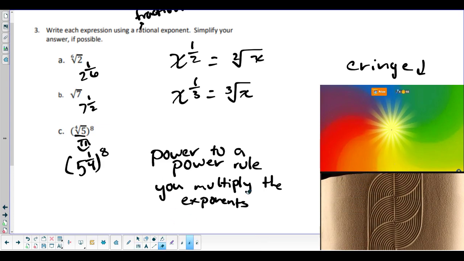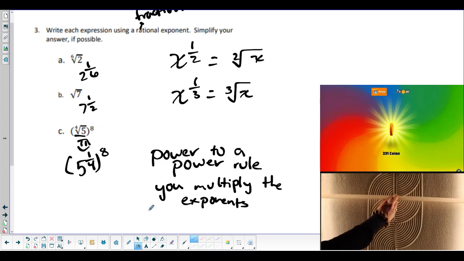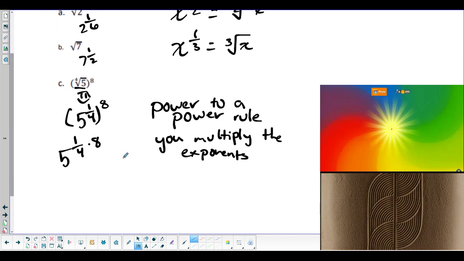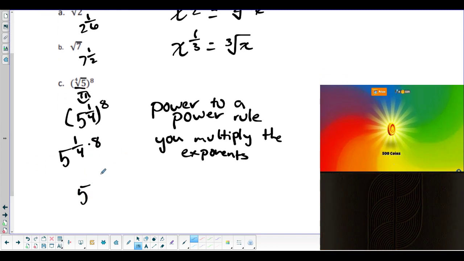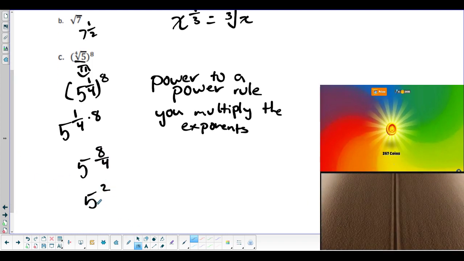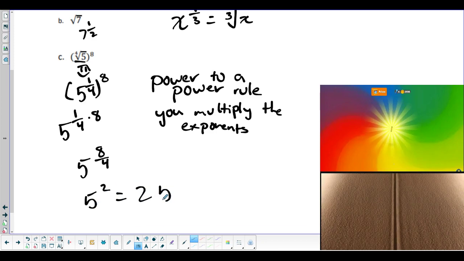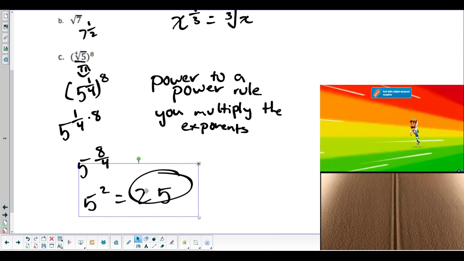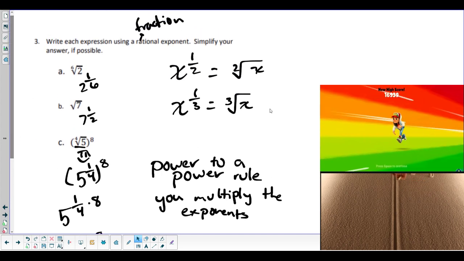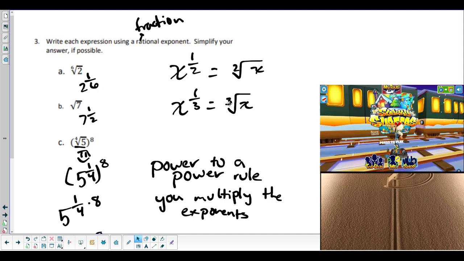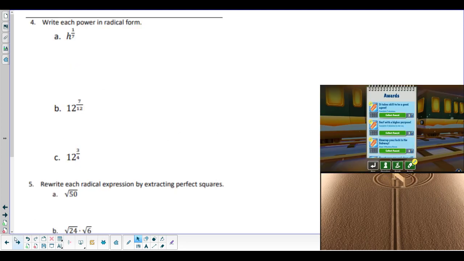No. Anyway, in this case, we have 5 to the 1/4 to the 8th. That's the same as 5 to the 1/4 times 8. And then 1/4 times 8, well, that is the same as 8 over 4, which is the same as 2. So really, this is just 5 squared, which in total, your final answer is 25, because that's what 5 squared is. Cool. So think about these just to remember this. X to the 1/2 power is the same as the square root, and the pattern continues. X to the 1/3 is the cubed root of x, and so on.